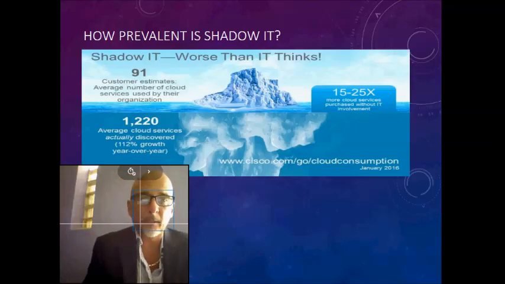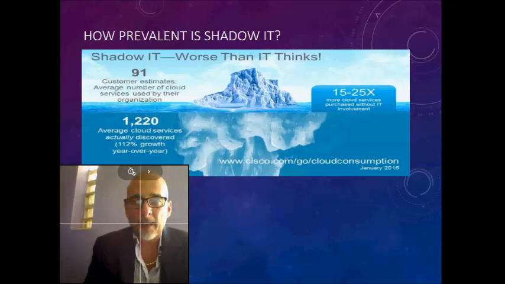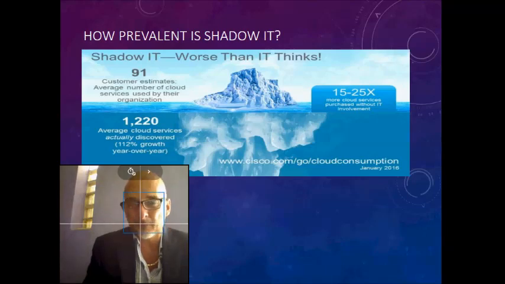So how prevalent is it? As you can see here on this slide that I found on the internet from Cisco Security, some of their large customers were asked to estimate the number of cloud service providers used within their organization. The average was 91. When Cisco went in there and started doing discovery, they actually discovered that whereas the average that the company thought was being used was 91, there were actually more than 1,000 services that were being used online. So that means that there were over 1,000 shadow IT projects in many of these companies.